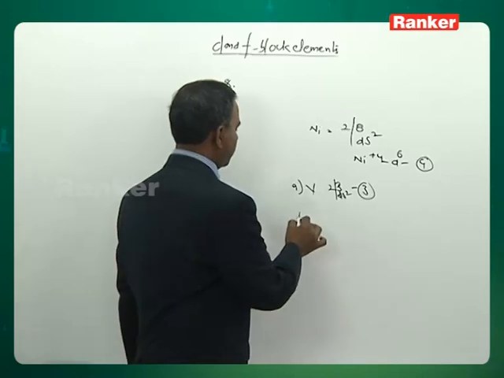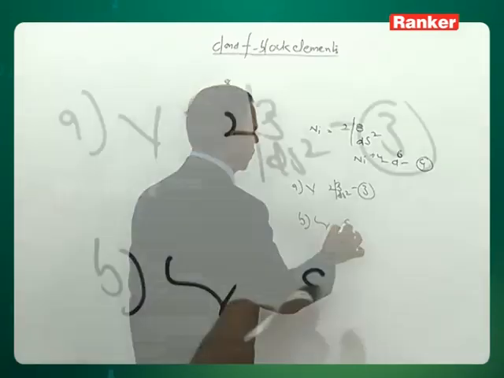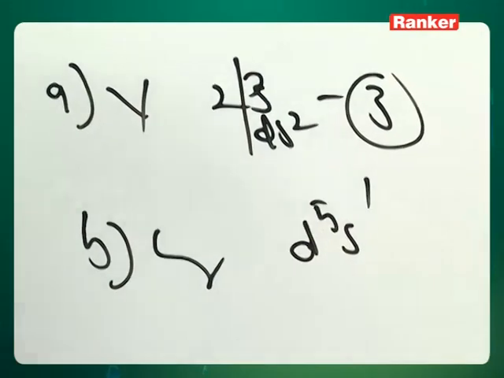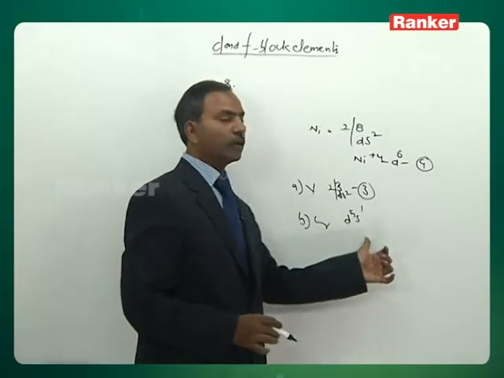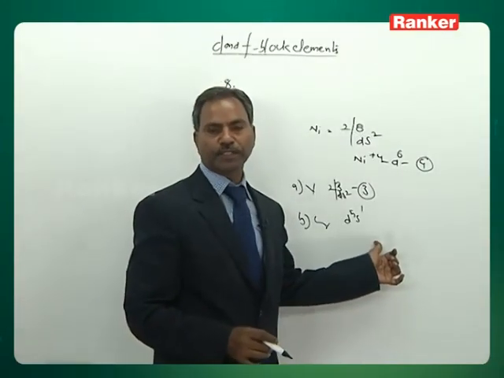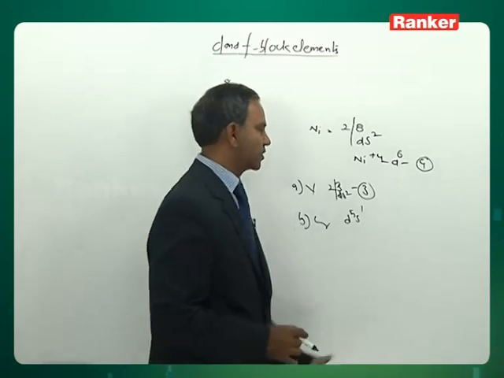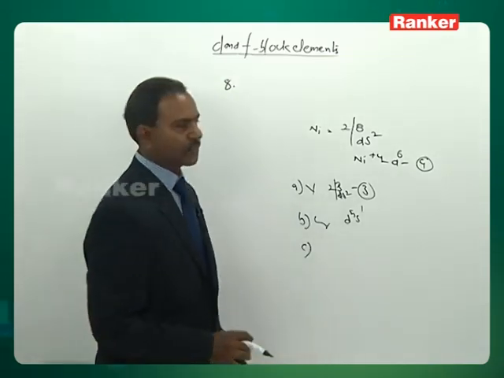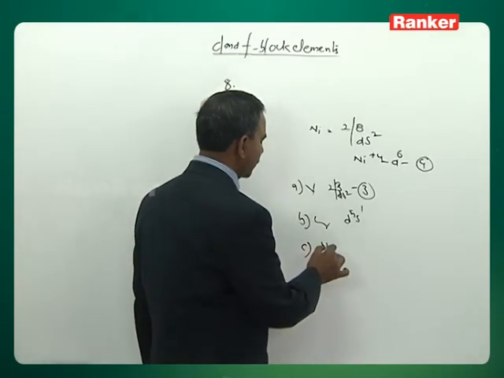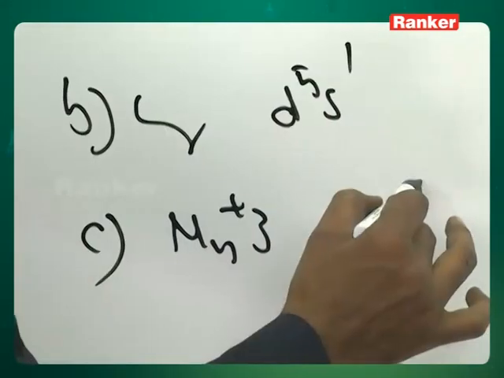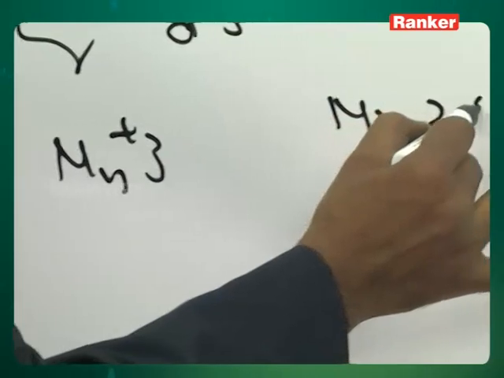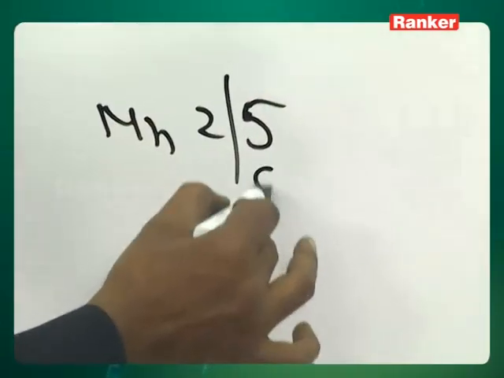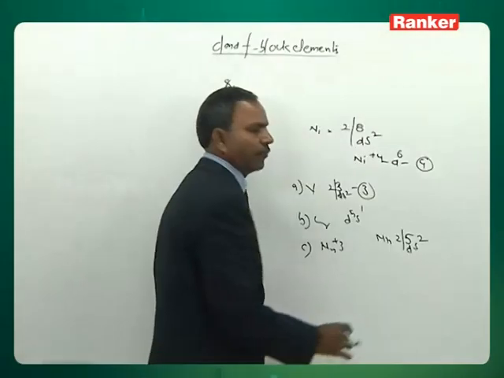Coming to option B, chromium. Well known to you, chromium's electronic configuration is d5 s1. Look here, how many unpaired electrons are there? 5 plus 1, 6. No, it is not our answer. Coming to option C, Mn+3. Mn is 25, which means d5 s2.